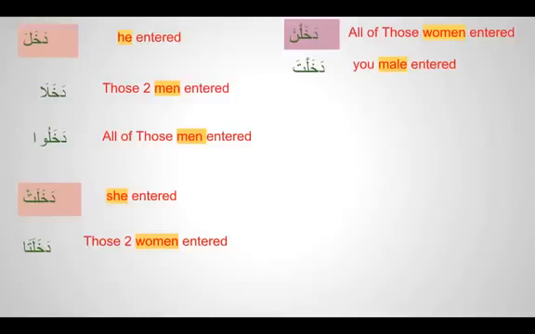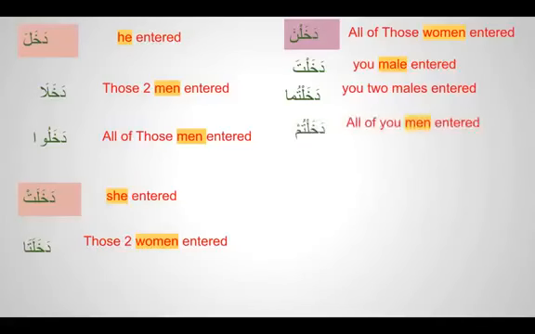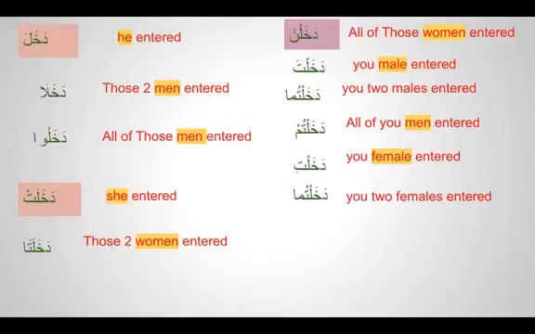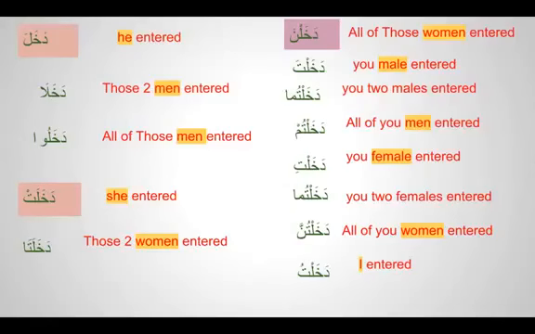You, male, entered: dakhalta. You two males entered: dakhaltuma. All of you men entered: dakhaltum. You, female, entered: dakhalti. You two females entered: dakhaltuma. All of you women entered: dakhaltunna. I entered: dakhaltu. We entered is dakhalna. So inshallah, writing and practice will be very helpful.